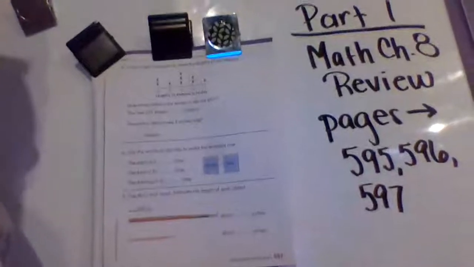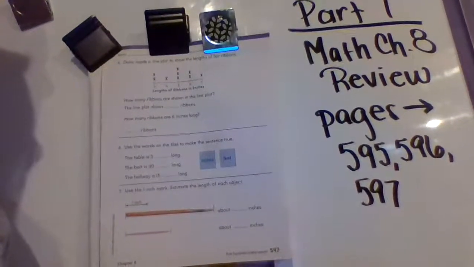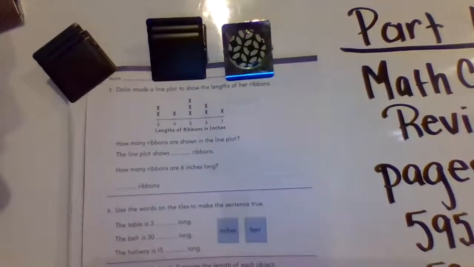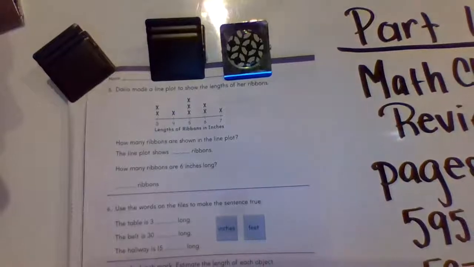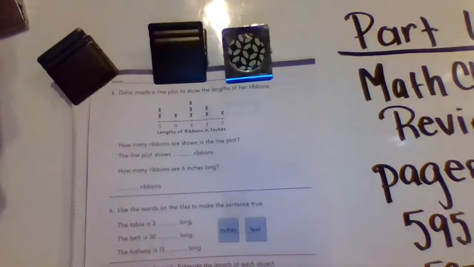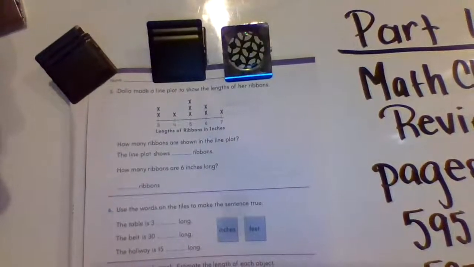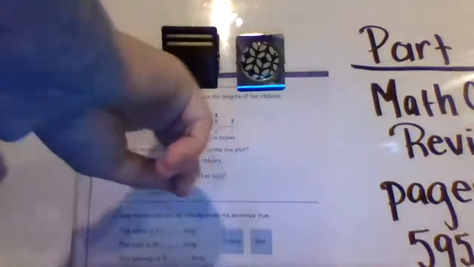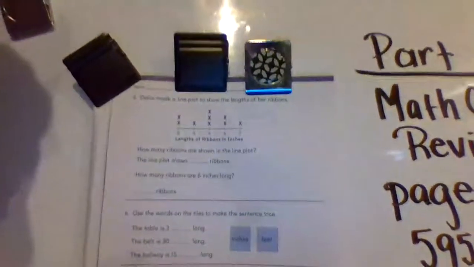All right, number 5. Dahlia made a line plot to show the lengths of ribbons. And there's our line plot. It says lengths of ribbons in inches, and I see 3, 4, 5, 6, 7 with some X's on top. How many ribbons are shown in the line plot? The line plot shows blank ribbons. So if these are the lengths of ribbons, that means the X's stand for the ribbons.